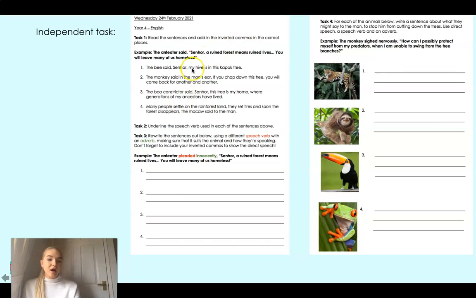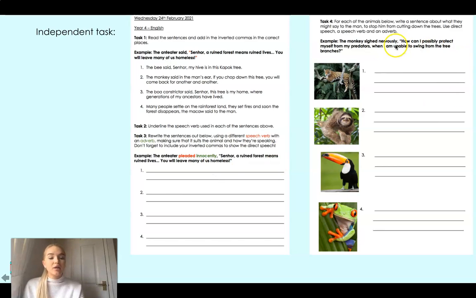So you can see here that I've got the example. The anteater said, "Senor, a ruined forest means ruined lives. You will leave many of us homeless." Now here I've changed said to pleaded. When you plead, you kind of beg. And you also might have done that innocently. So that is my adverb innocently. Don't worry, because I have included your 2 word mats for the words that replace said and also your adverbs to help you as well. Think of some really ambitious speech verbs. I do want you to use different speech verbs and different adverbs for each of the examples.